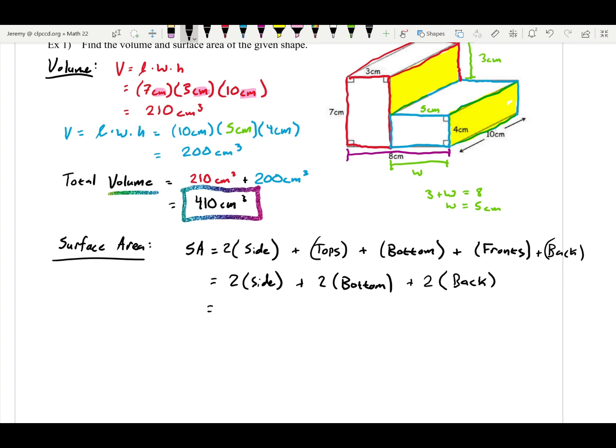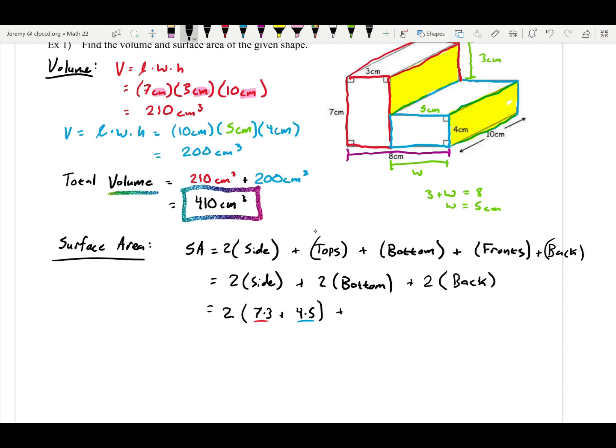Okay, now that I have this, let's start actually plugging in some numbers. So 2 times the area of the side. Let's focus on this L shape. It's actually the sum of 2 areas. It'll be 7 times 3 plus 4 times 5. That's the area of the red box, and then the area of the blue rectangle, I should say.